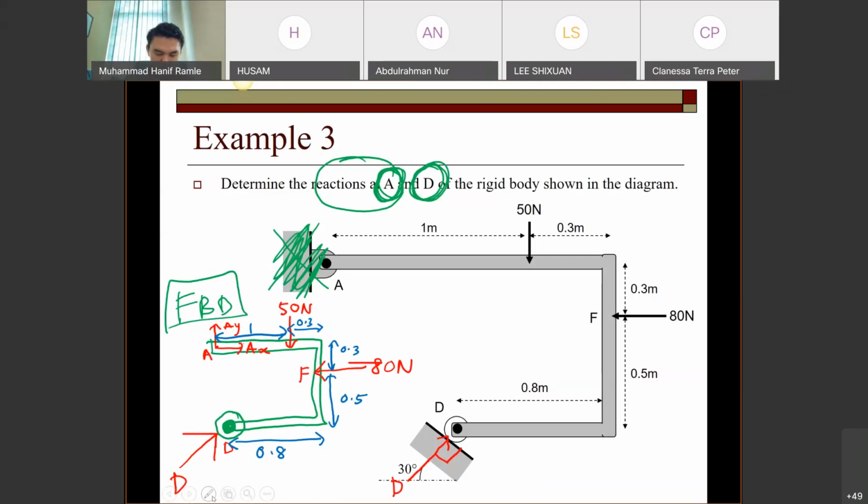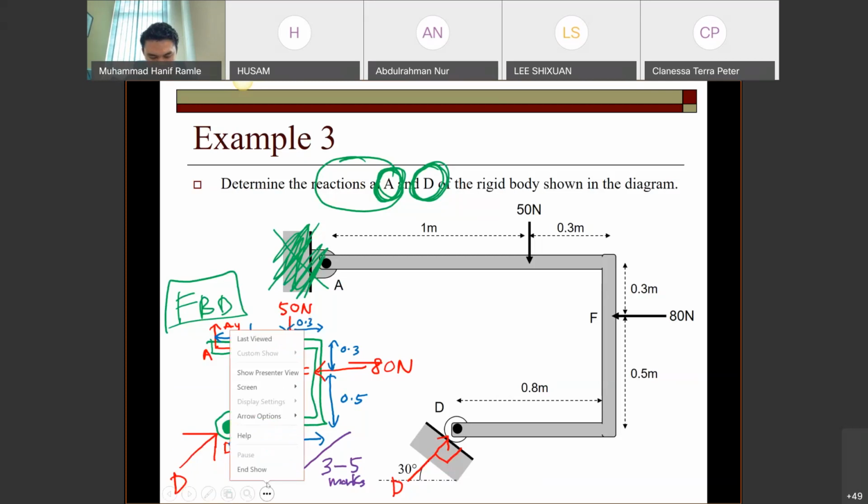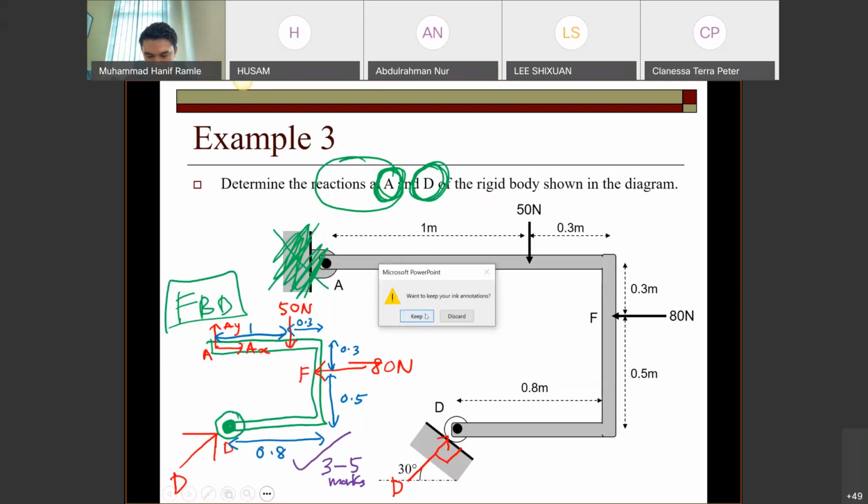Normally, if you complete this FBD, I will give 3 to 5 marks in the final exam. It depends on the complexity. More complex, more marks. More simple, fewer marks. So make sure that you draw the FBD and include all the shape, geometry, the forces, and also the dimension. Okay, right. So what is next?